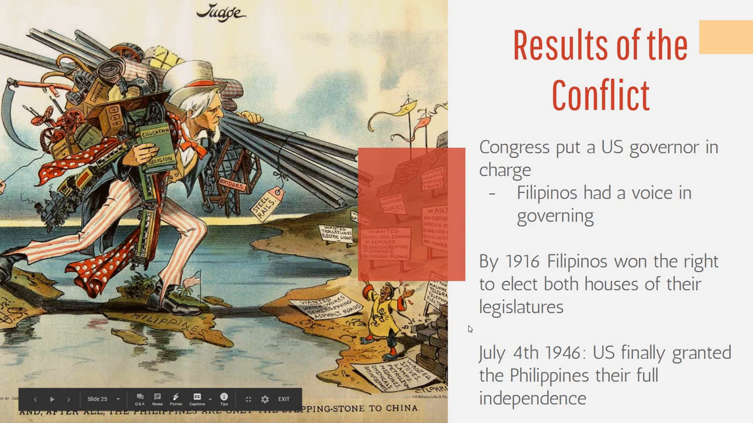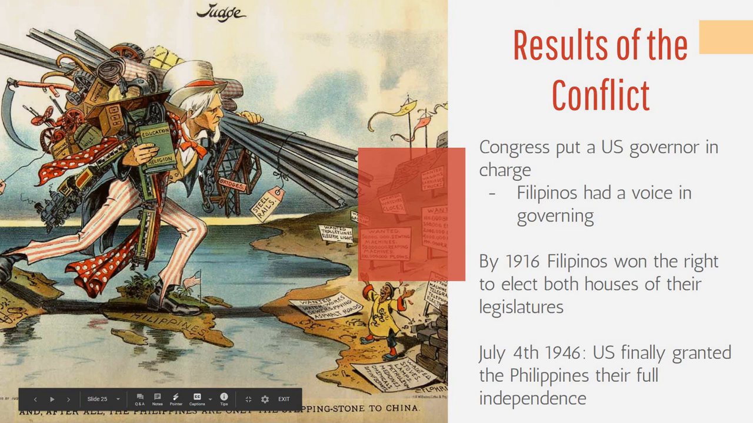So, what are the results of this? Well, Congress puts a U.S. governor in charge. The Filipinos had a voice in governing, but they put a United States governor in charge. By 1916, Filipinos won the right to elect both houses of their legislature, and by 1946, the United States finally grants the Philippines their full independence. So it took a very long time, almost 50 years, before the Philippines actually gained their own freedom.